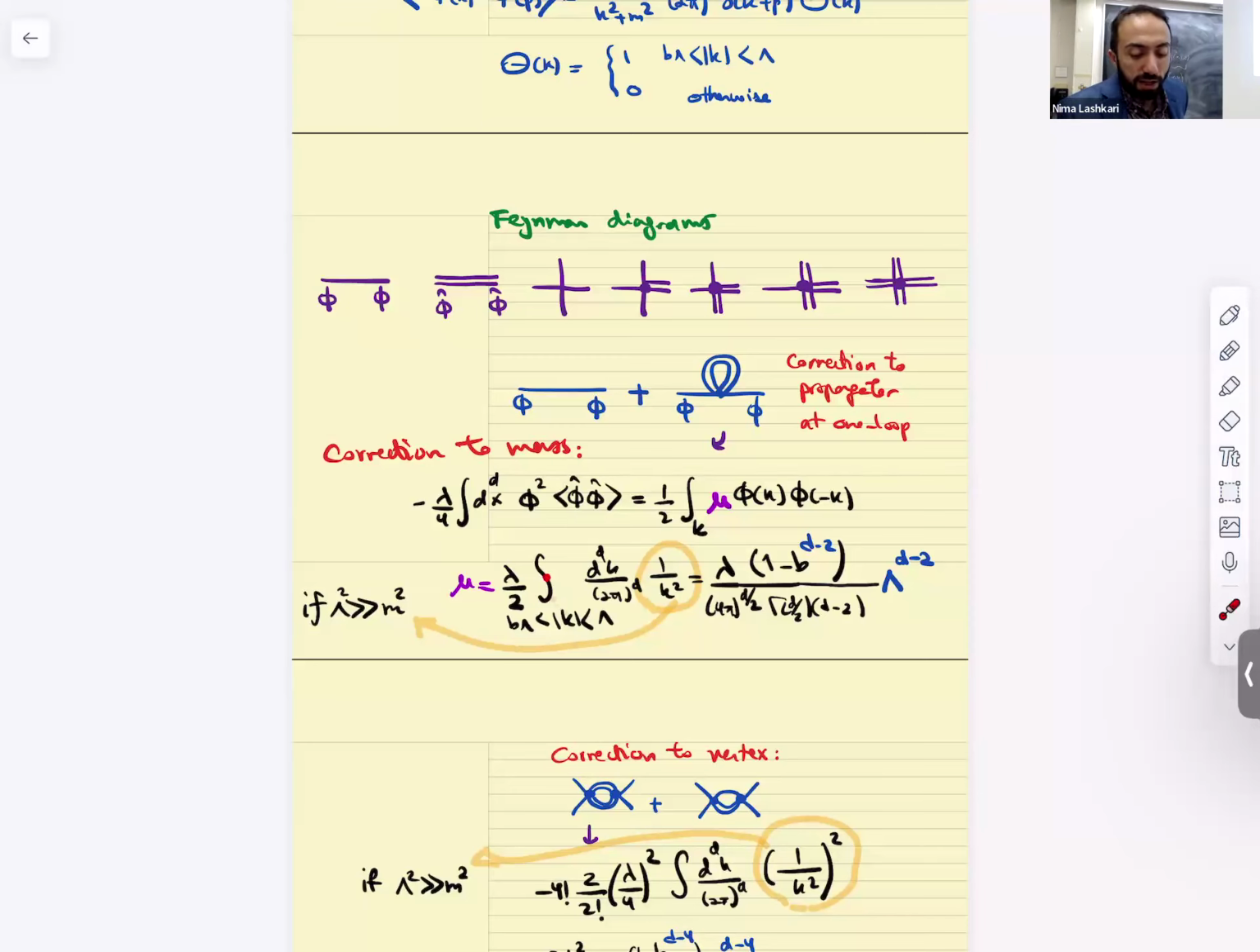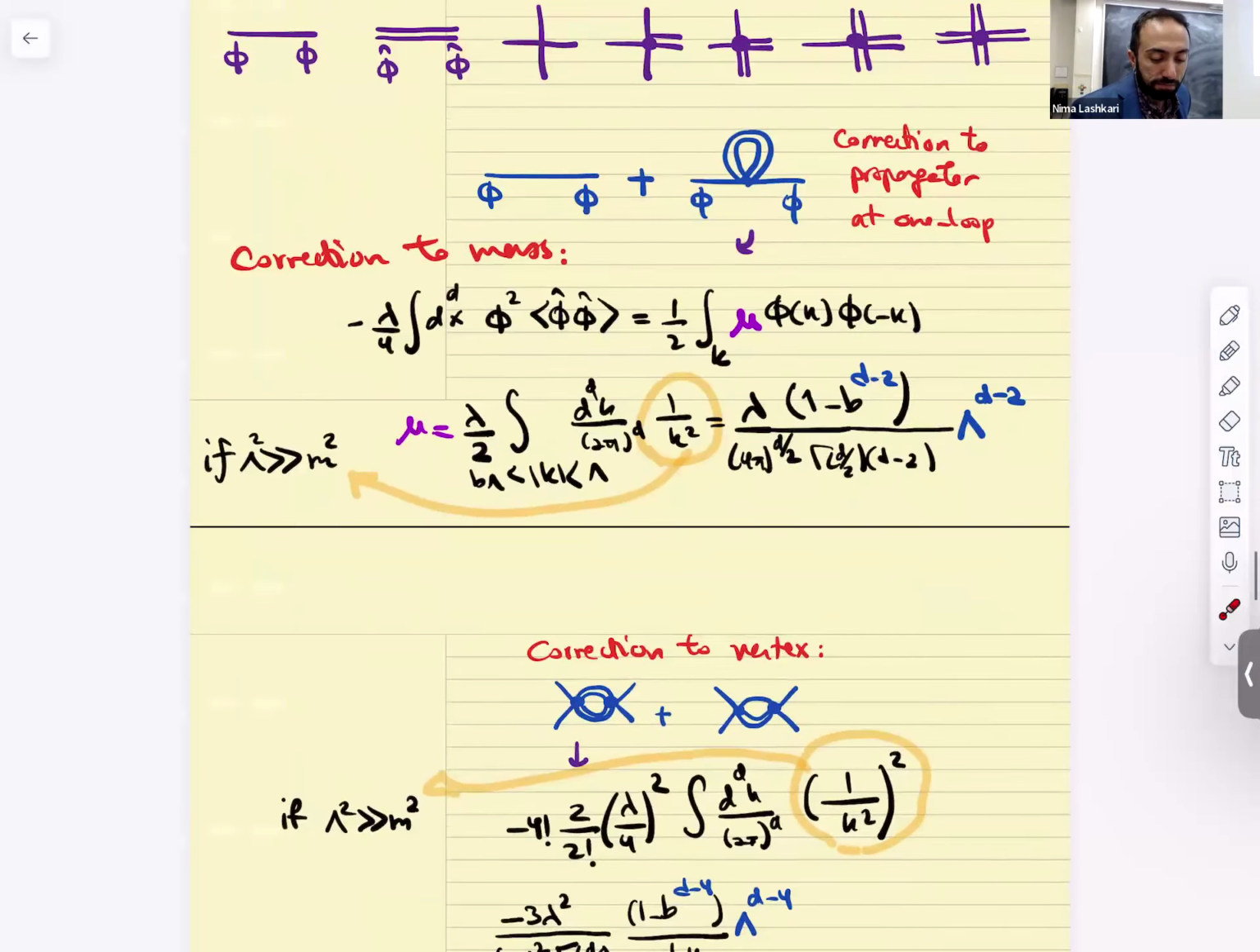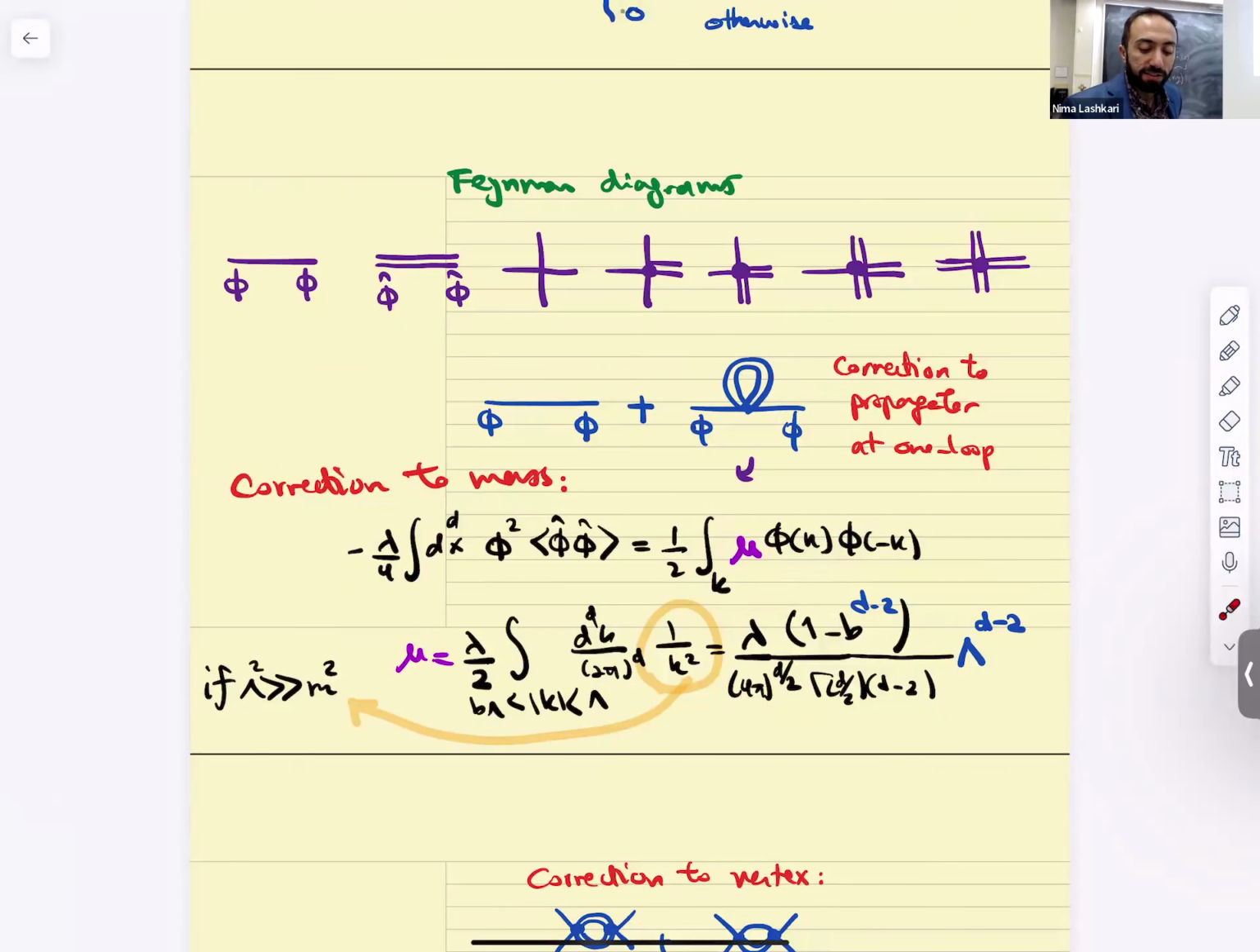What is it going to look like? We did this integral. Well, this integral we could do explicitly, this is the expression. It is what it is. This is just the value of it. But what does this do? It shifts the 2-point function. It shifts the mass. So this is contributing to the normalization of the mass of the light fields.